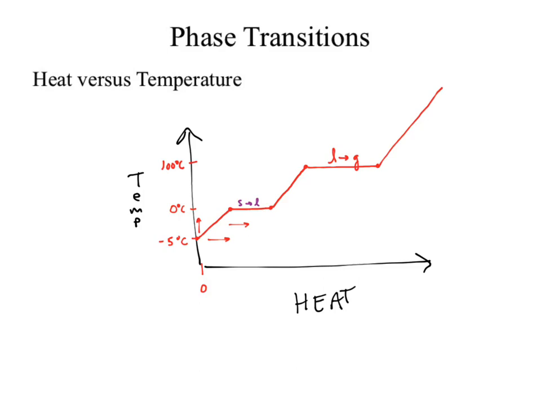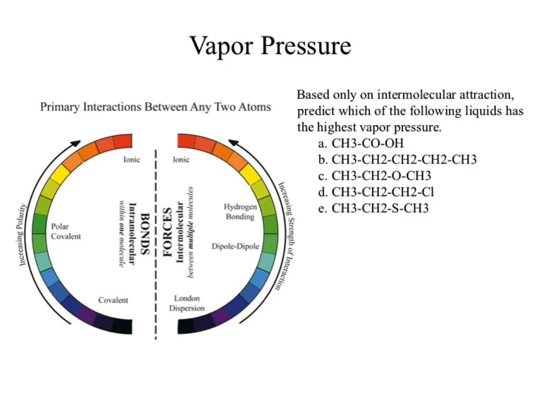Okay? So, what else could we do with our intermolecular forces? Based only on intermolecular attraction, predict which of the following liquids has the highest vapor pressure. Okay? This is probably the least favorite question for students, and probably one of my most favorite. Requires a bunch of different knowledge to be associated with this. Okay? Does any word particular jump out at you? Pressure. Pressure. Cool, I agree. So I'm glad we're on the same wavelength.